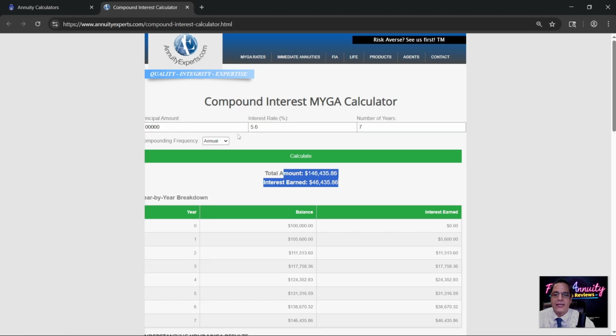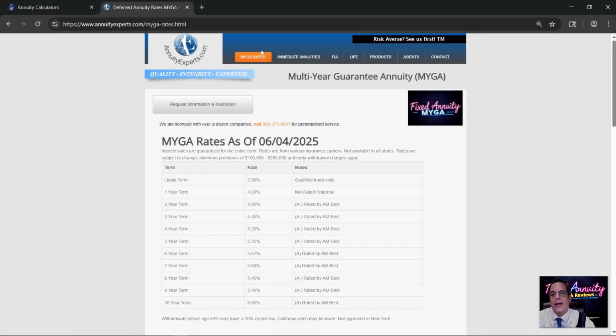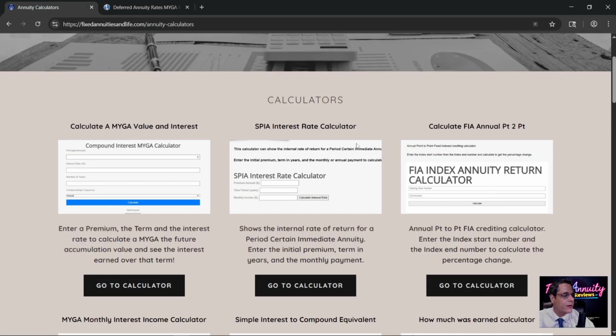You can put these fixed rates in, find them, you can go to the MYGA rate page and get the rates if you like, and kind of punch them in from there. Okay, so that's that calculator. Let's move on to the SPIA interest rate calculator.